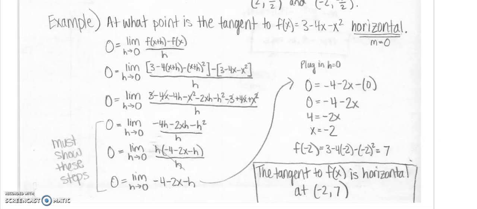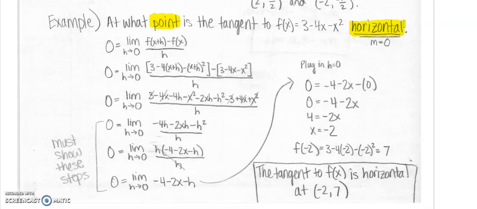So in this problem, it says at what point? So at what point, and that's going to be important. So we're going to find an ordered pair. Is the tangent to f of x, which is 3 minus 4x minus x squared, horizontal? So right away, a key to this problem is we're looking for an ordered pair.